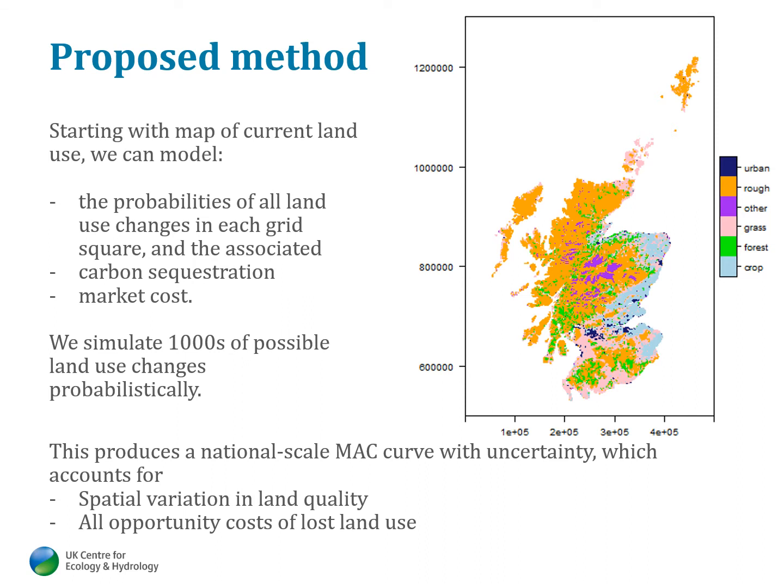So we start with a map of current land use, and then we can model the probabilities of all land use changes in each grid square, with their associated carbon sequestration that you get from that land use change, and the market cost of making those land use changes. We do this in a Bayesian way, so we simulate thousands of possible land use changes probabilistically. So to cut a long story rather short, this produces a national scale MAC curve with uncertainty, which accounts for the spatial variation in land quality and includes all the opportunity costs of the lost land uses.